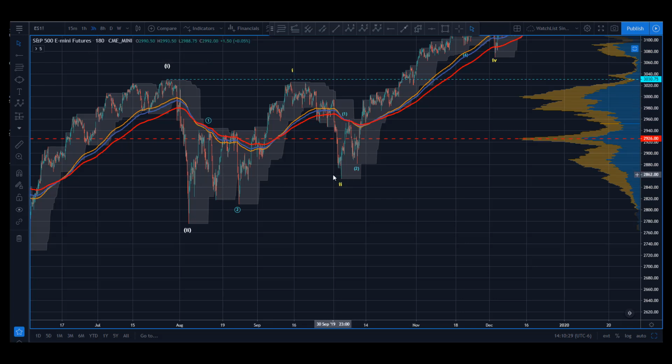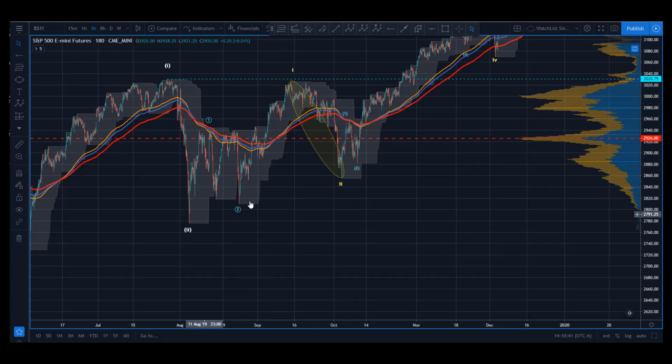Now, is this an ABC? So that's what we were just talking about. Is this an ABC or is this a motive wave? Is that a 3 or a 5? Good luck with absolute definitive labeling there. It's just not there. It's just kind of a push. You could count it either way.